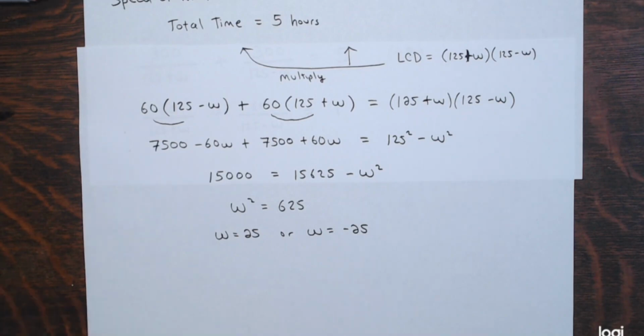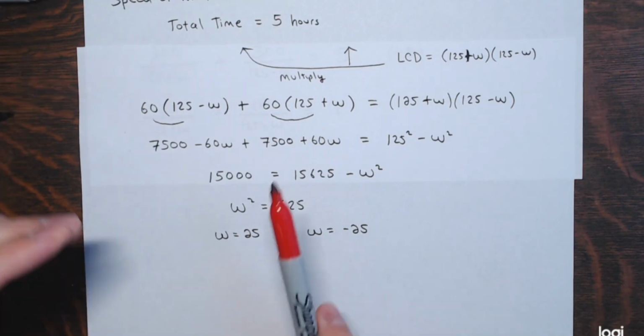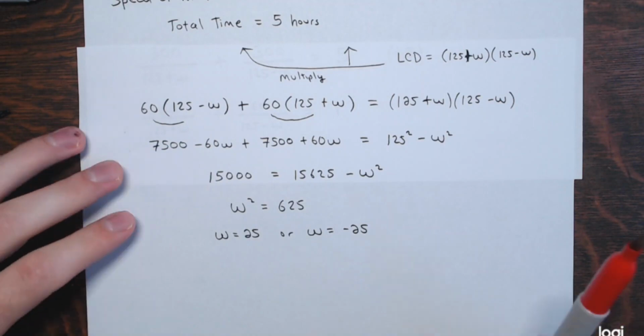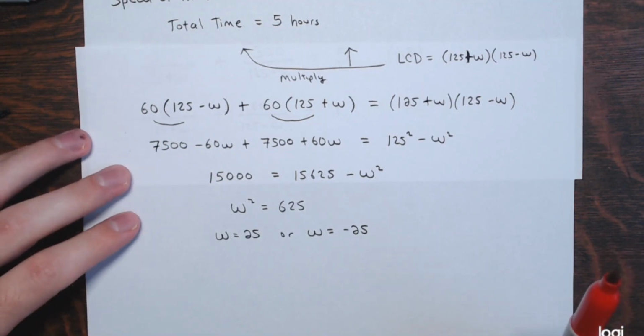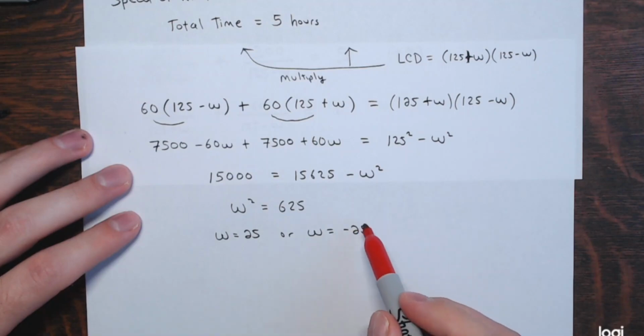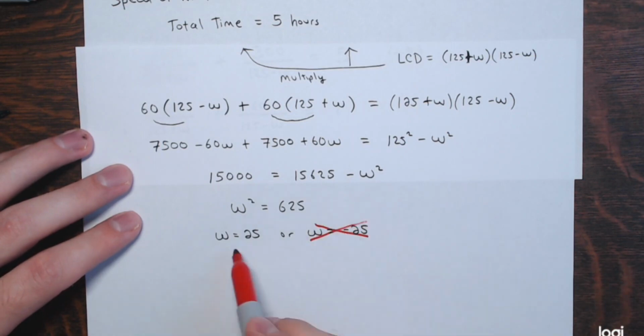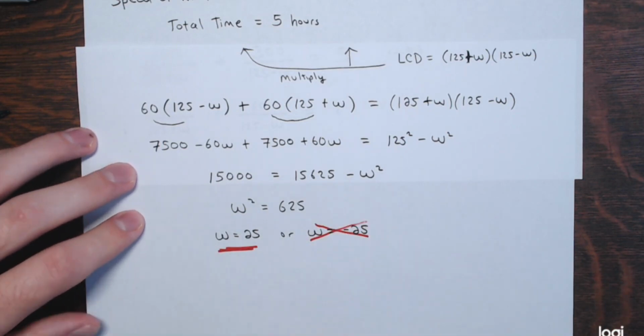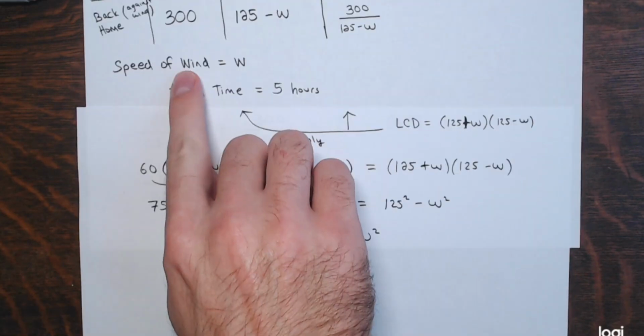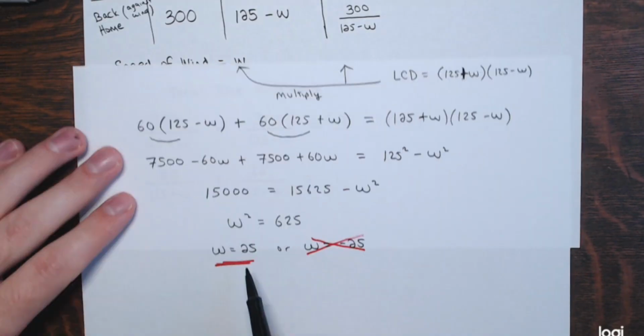Alright, and again, you can use a calculator for all these numbers. I was just kind of saying them out loud real fast, I apologize. But now the only one that doesn't make sense here, when we're talking about speed, right? Speed should never be negative. Velocity can be negative, but speed won't be, right? So get rid of the negative 25 there. There we go. W equals 25. The speed of the wind, which was W, was 25 miles an hour.